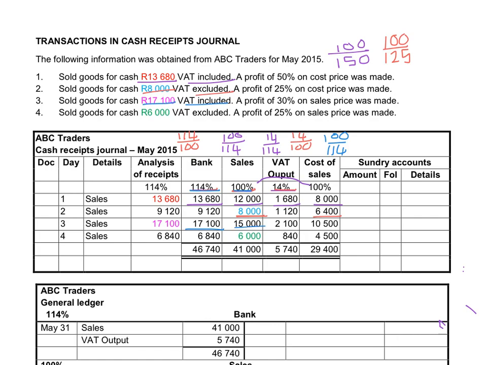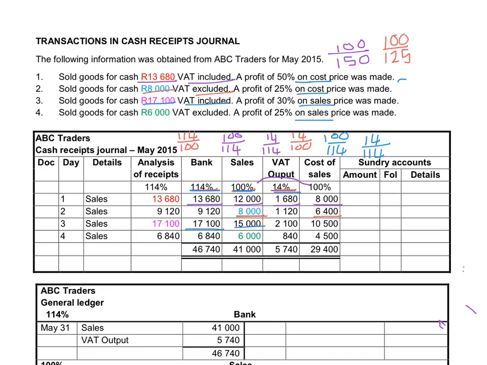If I want to calculate the VAT, the one that I want, 14, divided by the one that was given, 114, and that will give me 2,100 Rand. The cost of sales will again be calculated on the normal sales price. A profit of 30% on sales price was made. So be careful, the first two transactions were on cost price. The third and fourth transactions are on sales price.